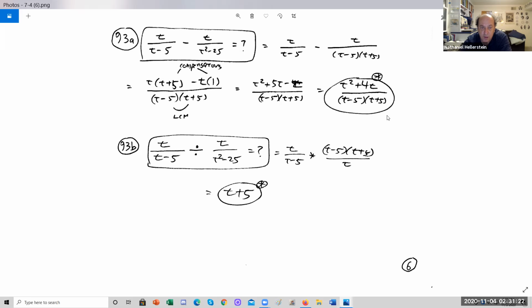There it is. Now here I have the same two fractions, only there's a divide sign. So you flip this one upside down. And so we get t over t minus 5 from here. Instead of divide, we get times. Flip this upside down, you get t minus 5, t plus 5 over t. The t's cancel, the t minus 5's cancel. We're left with t plus 5.